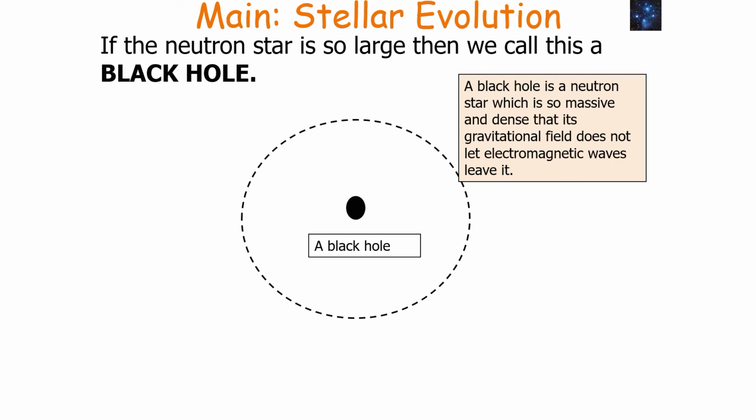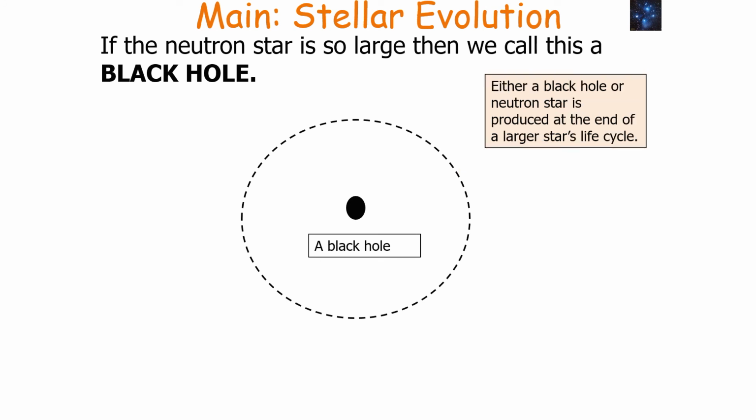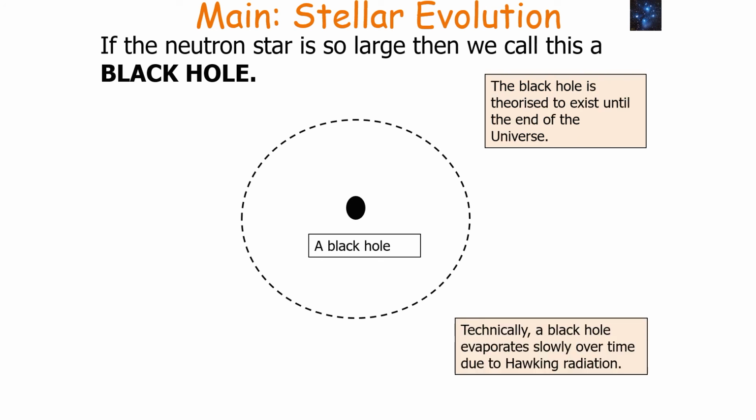So a black hole is a neutron star which is so massive and dense that its gravitational field does not let electromagnetic waves leave it, so nothing can escape it. So it appears black, so it's a black hole. Now, either a black hole or a neutron star is produced at the end of a larger star's life cycle. Now, technically, a black hole should evaporate slowly over time.